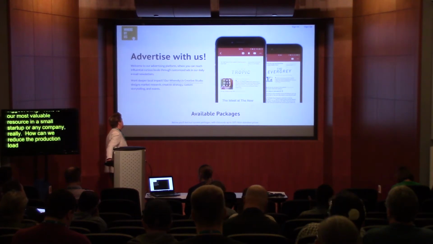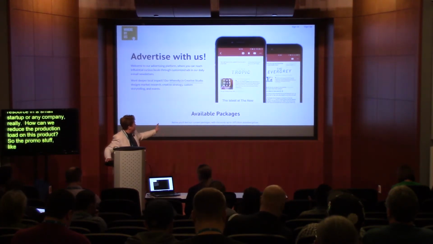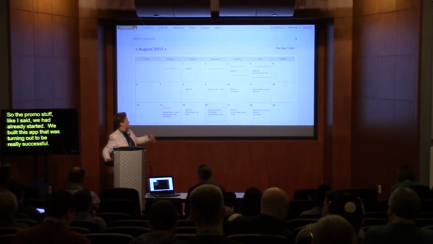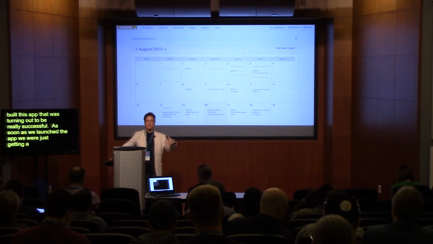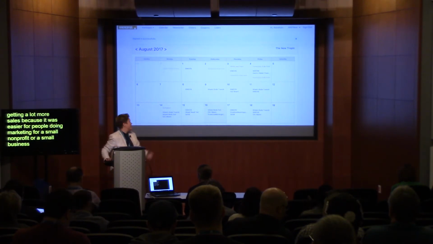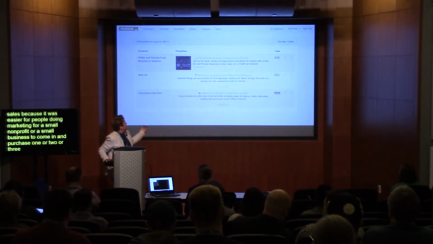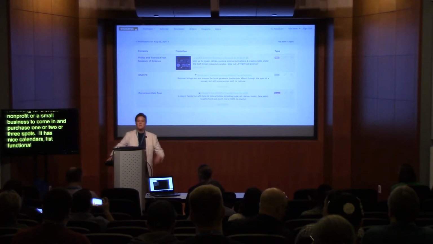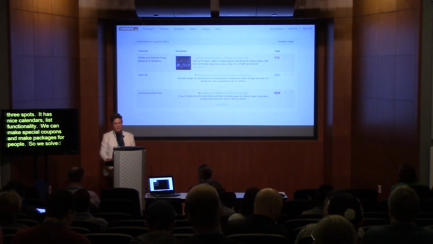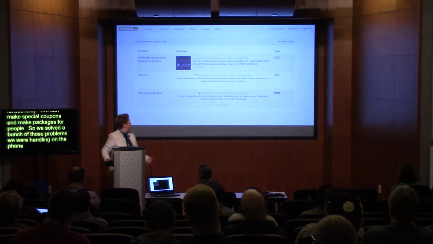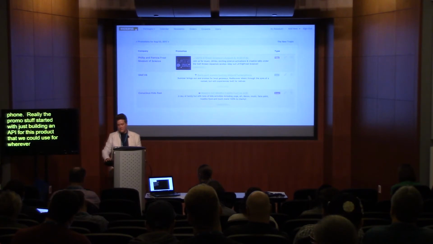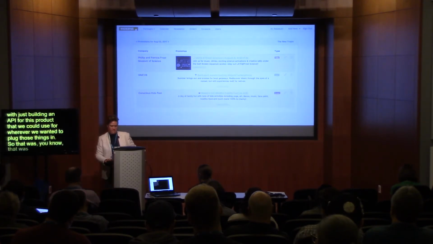So the promo stuff, like I said, we had already started. We built this app that was turning out to be really successful. As soon as we launched the app, we were just getting a lot more sales because it was easier for people who were doing marketing for a small nonprofit or a small business to come in and just purchase one or two or three spots. It has nice calendars. It has list functionality. We can make special coupons and make packages for people. So we solved a bunch of those problems that we were handling on the phone. So really, the promo stuff started with just building an API for this product that we could use wherever we wanted to plug those things in. So that was already in the works, and we'd already invested in it.